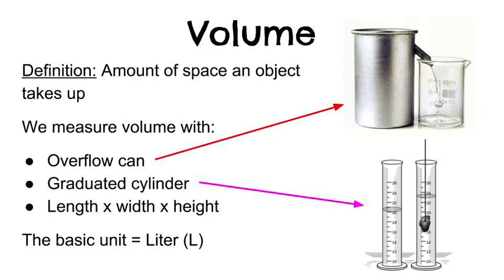To get the volume of Willow, I would use something like an overflow can since she's not a regular sized object. An overflow can simply lets out water into a cup that represents the size of the object. Or you could use a graduated cylinder and see how much the water has risen, and that gives you the volume. We measure volume in liters.